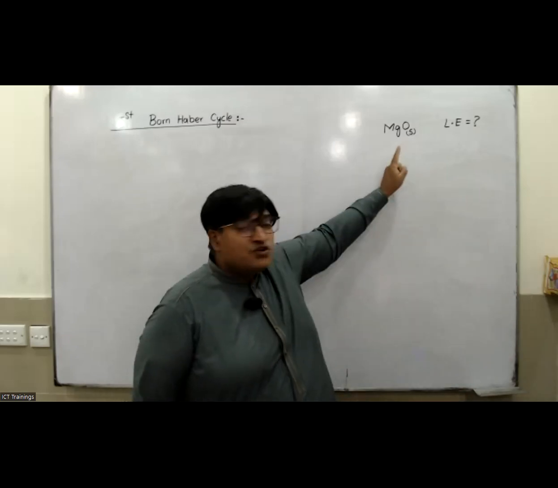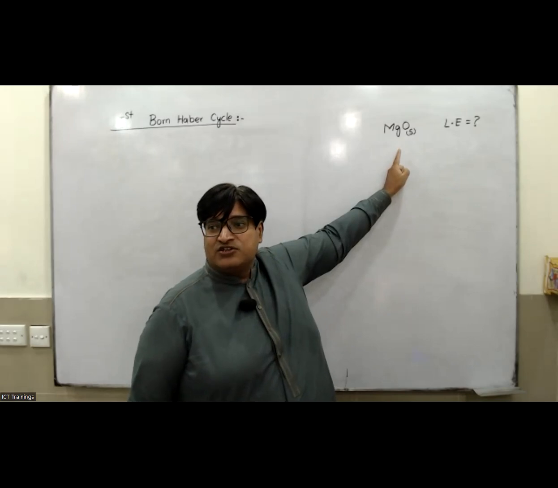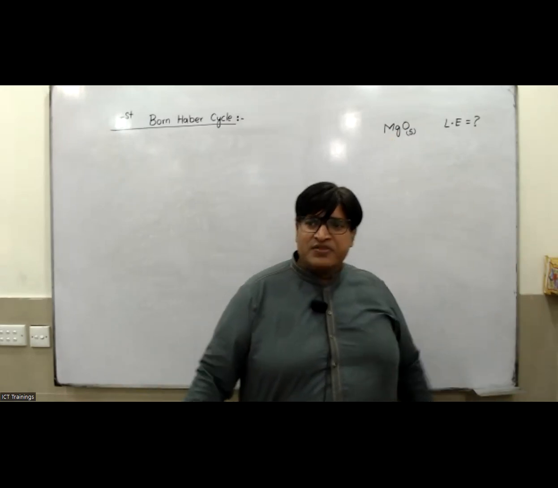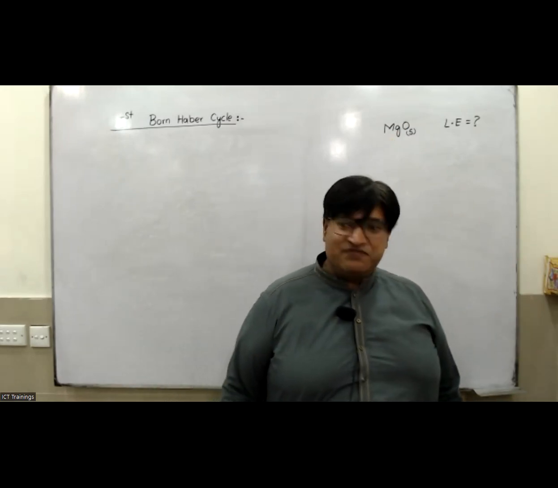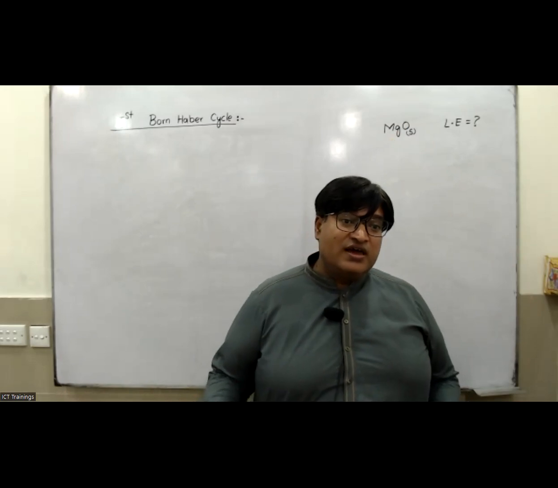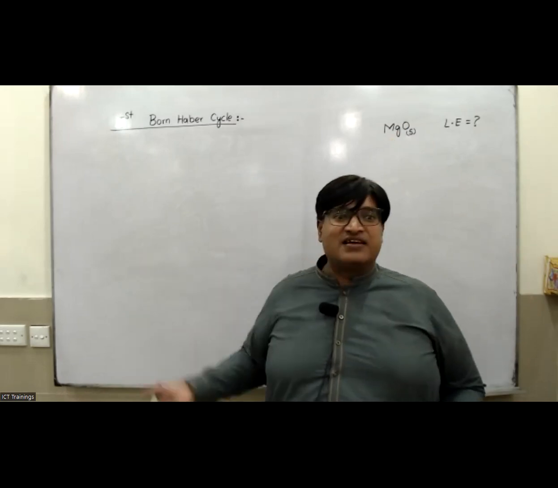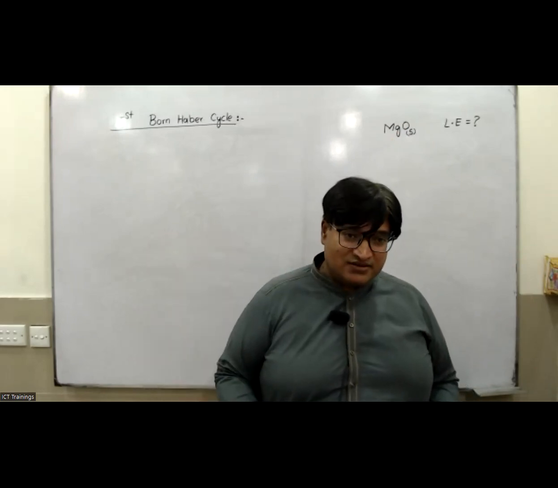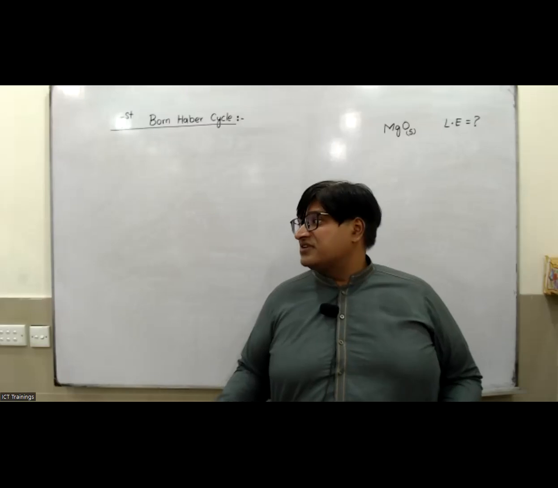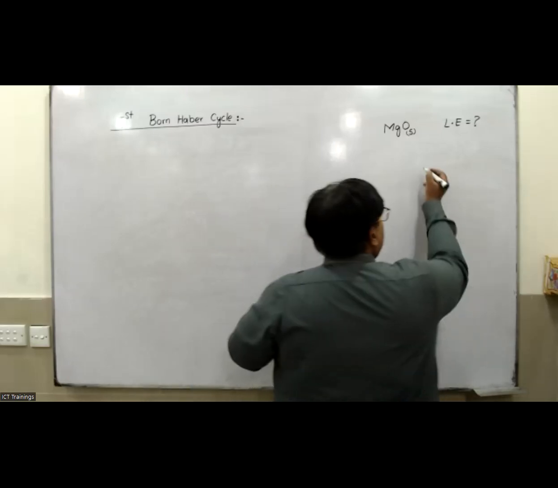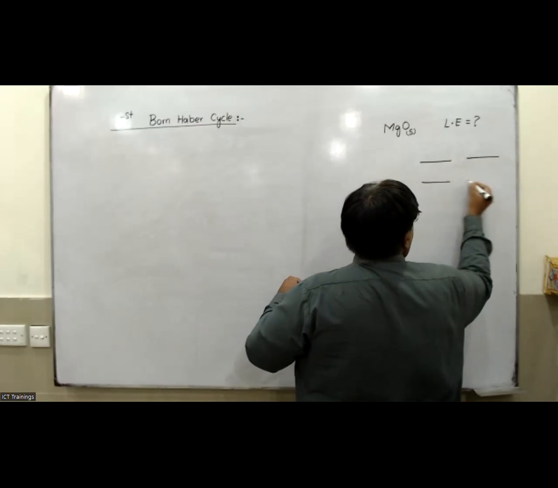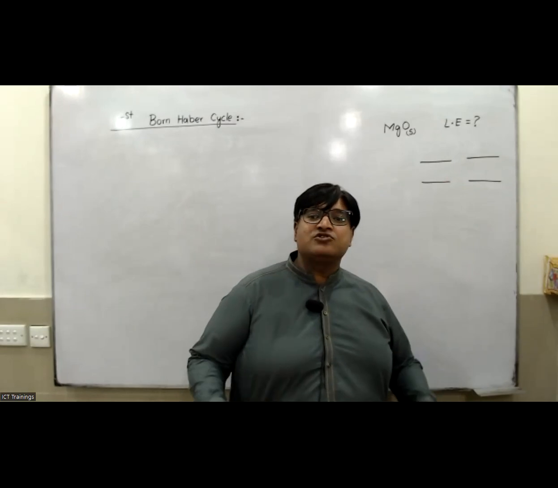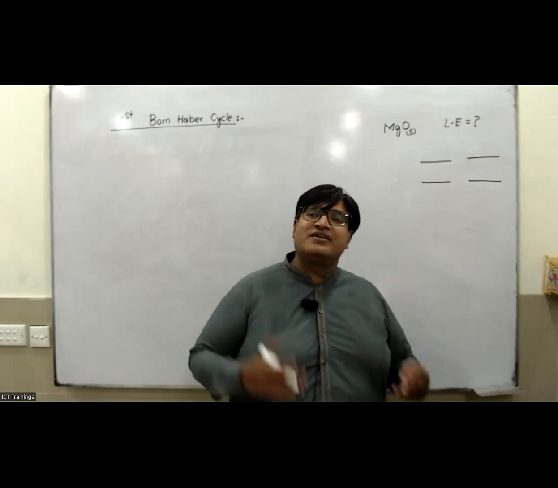So there is no direct way to find out the lattice enthalpy of magnesium oxide or any ionic compound. So there are some cycles which are based on Hess's law. Hess's law, you know, is a cycle. So we use Hess's law to form the Born-Haber cycle, and by that we can find out the lattice enthalpy. Some values are given in the question and some values we have to take from the data booklet.